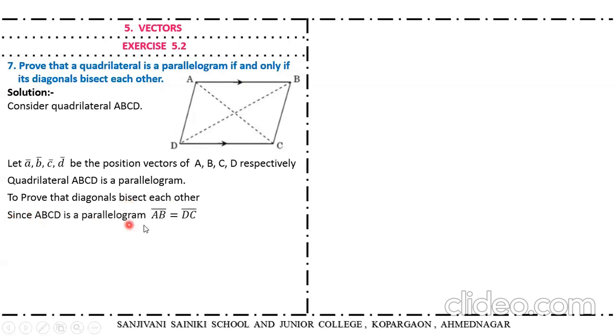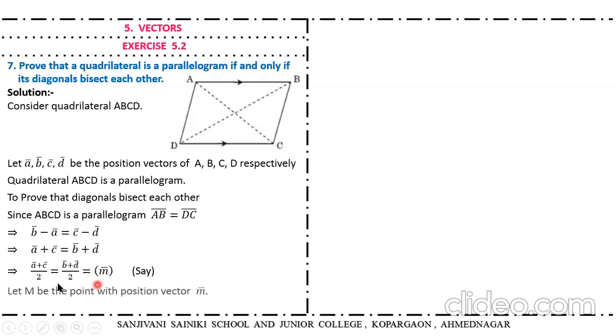Since ABCD is a parallelogram, AB bar must be equal to DC bar. Opposite sides are parallel and equal, which implies B bar minus A bar is equal to C bar minus D bar using the position vectors. So take this A bar to this side and this minus D bar to that side. We will get A bar plus C bar by 2 is equal to B bar plus D bar divided by 2, which is equal to say M bar.